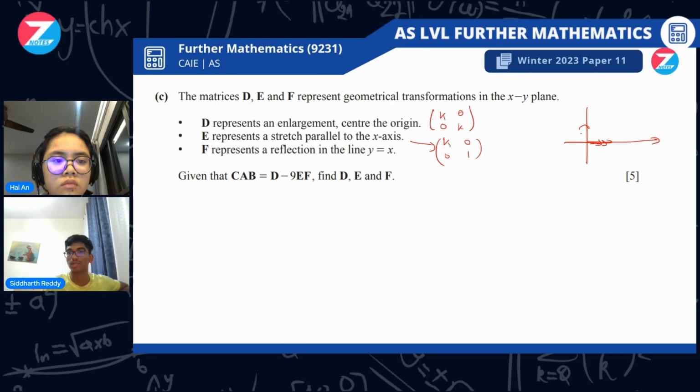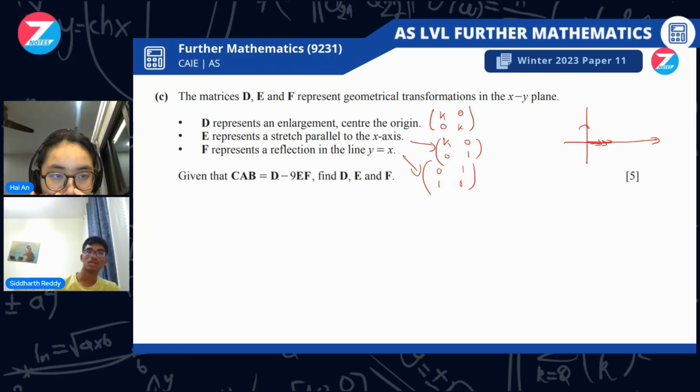By the way, you should know what this matrix means on the geometric plane. So F represents a reflection on the line y is equal to x, which means that i hat goes to the position of j and j goes to the position of i. So that's 0, 1, 1, 0. Okay.